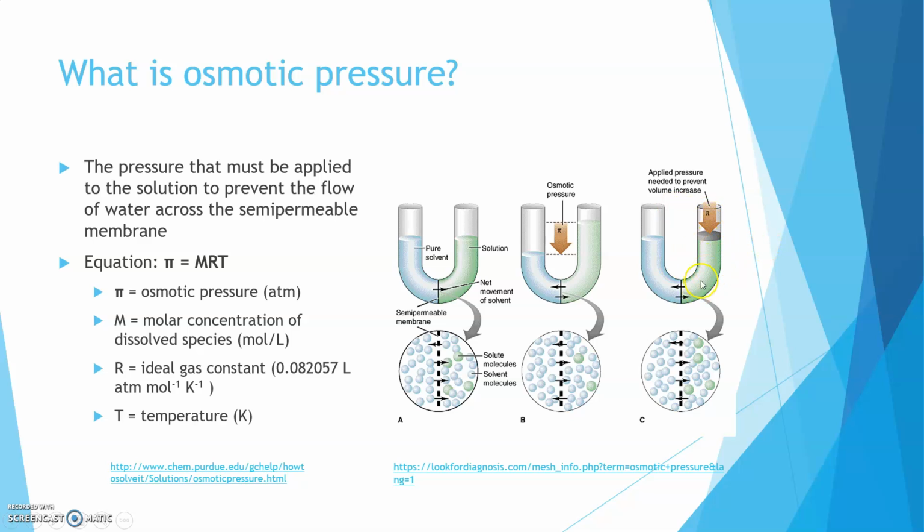Here we are applying the pressure, and the notation of pressure is this one. The formula for calculating the osmotic pressure is nothing but MRT. Here M indicates the molar concentration dissolved in the system, R is the ideal gas constant, and T is the temperature in Kelvin.